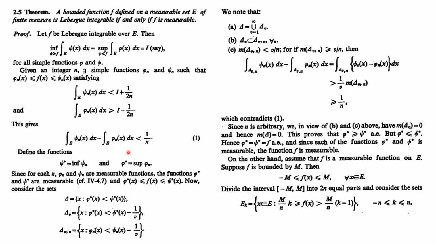This says the integral of psi over the whole set E minus the integral of phi over the whole set E is less than 1 by n. However, for any subset, we have this is greater than or equal to 1 by n. So this contradicts 1. So that means our assumption is wrong. What is our assumption? That the measure of delta nu n is greater than or equal to nu by n. So it means the measure of delta nu n should be less than nu by n.